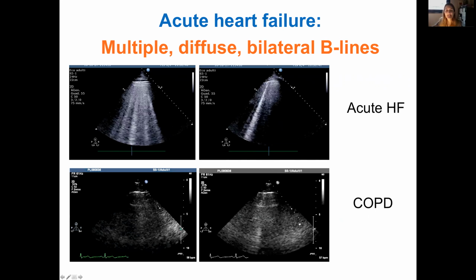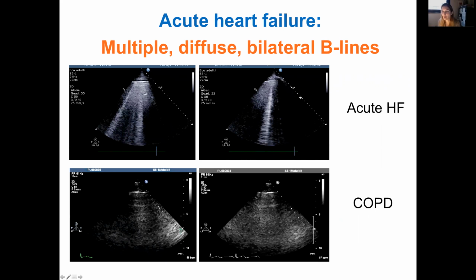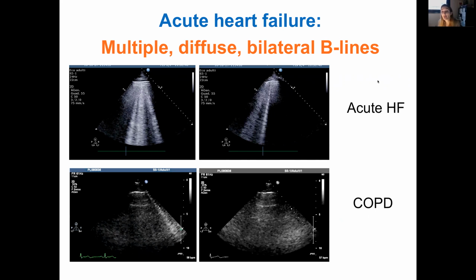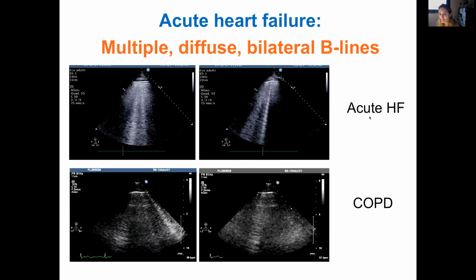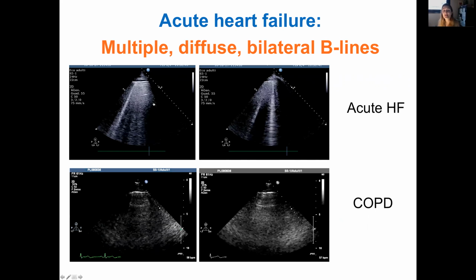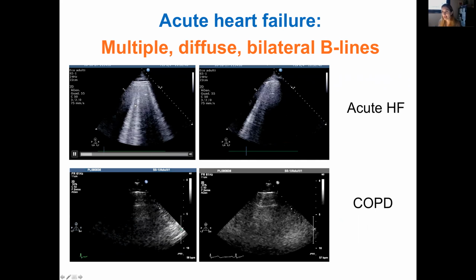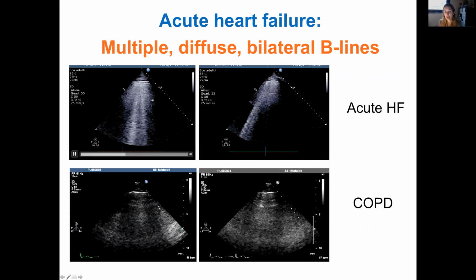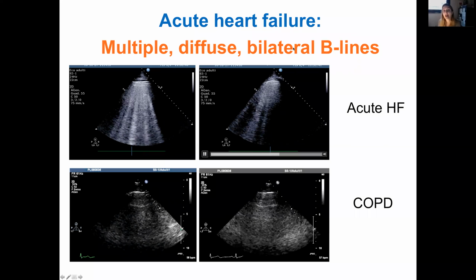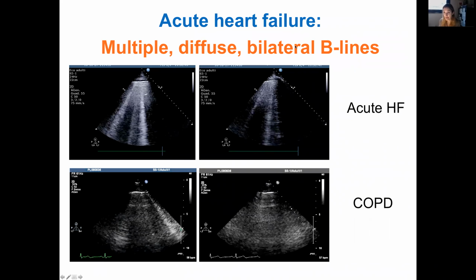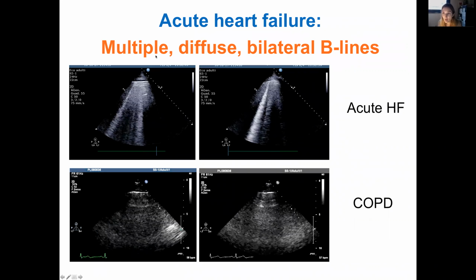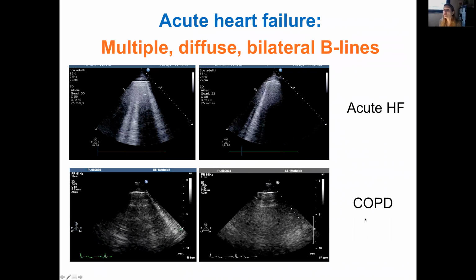And why? This is because it's not only B lines. We have to give some more definitions to the presence of B lines. So when you have acute heart failure, you have multiple, diffuse and bilateral B lines. Multiple means more than 3 B lines, at least 3 B lines in one single scan. Diffuse means in more than one spot in a hemithorax, and bilateral means both on the right and the left side. Okay, so in COPD you may find a few B lines, but they're not multiple, they're not diffuse, and they're not bilateral. But you may see a few B lines, okay?